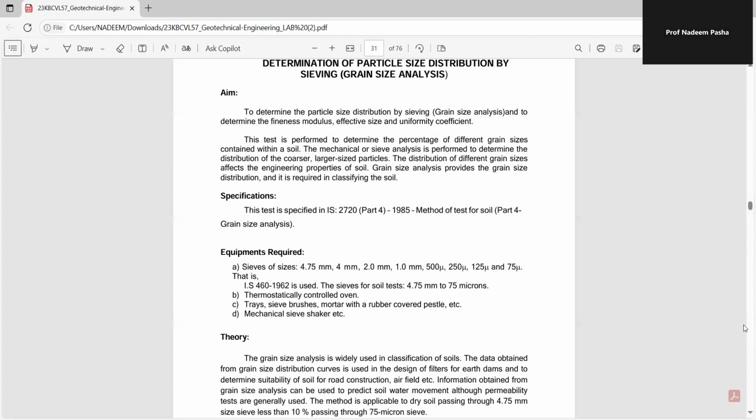What is the size of the aggregate we are interested in? Whether it is fine aggregate or coarse aggregate. Normally, the aggregate passing through the 4.75 mm sieve is termed fine aggregate. If it is retained, then it is called coarse aggregate.